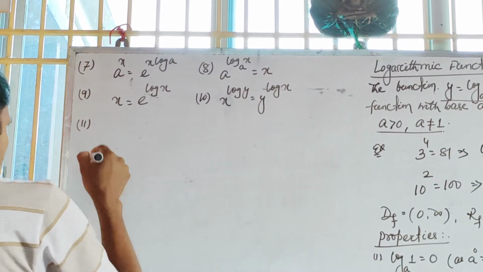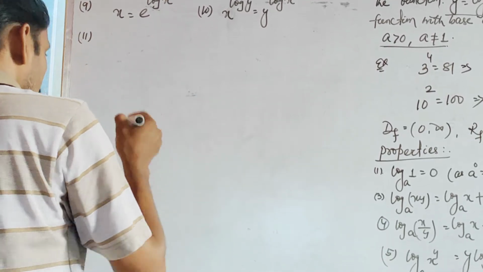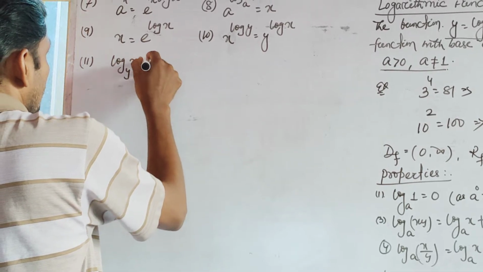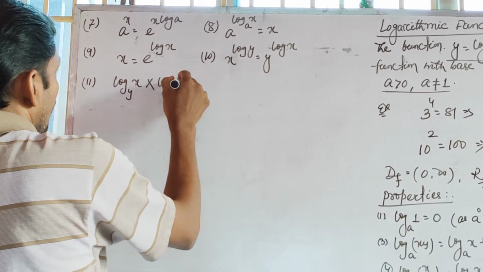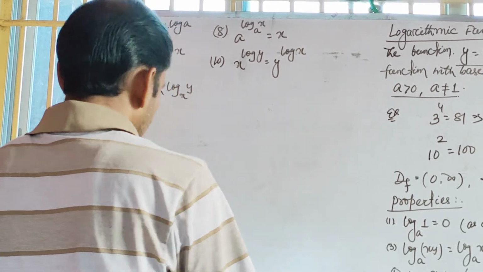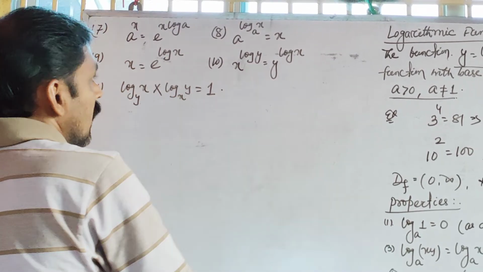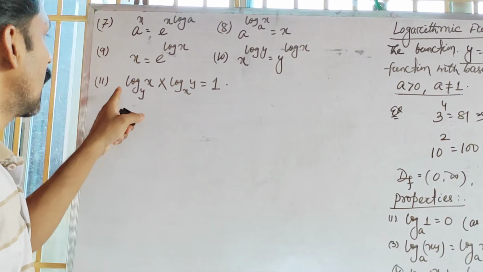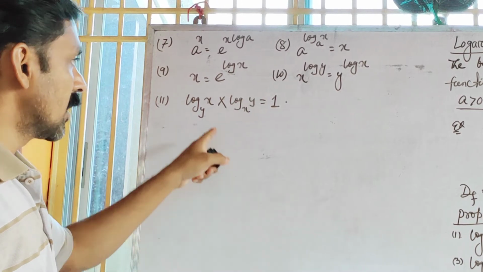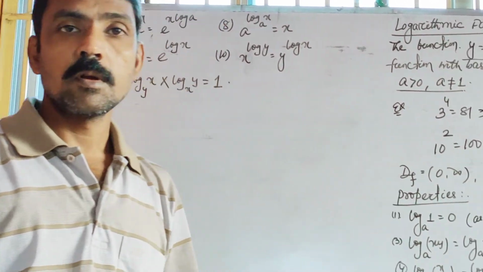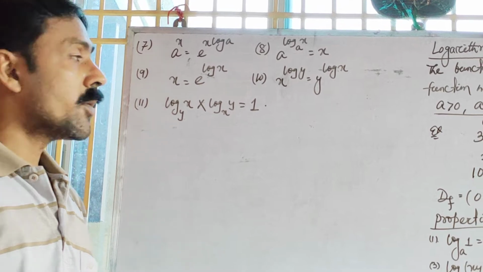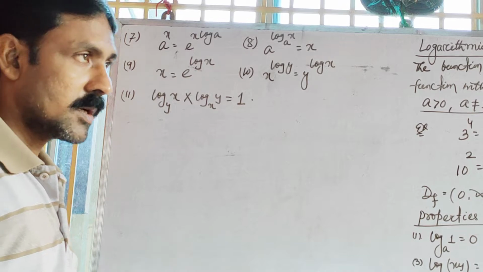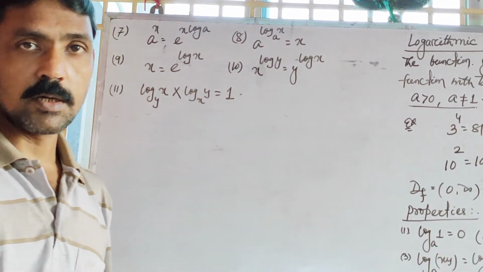And the next one is log y x into log x y is always equal to 1, because these two are opposite of each other. Log x y base transform. So these are 11 properties of logarithm. So now mainly we will discuss these two, exponential and logarithmic function, its derivative, integration, etc.